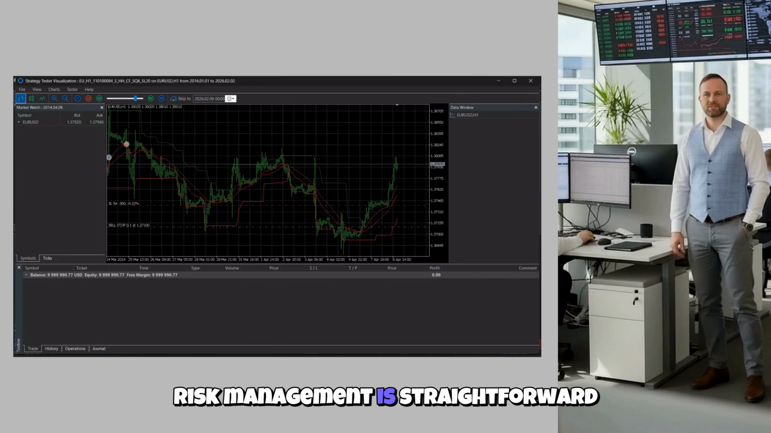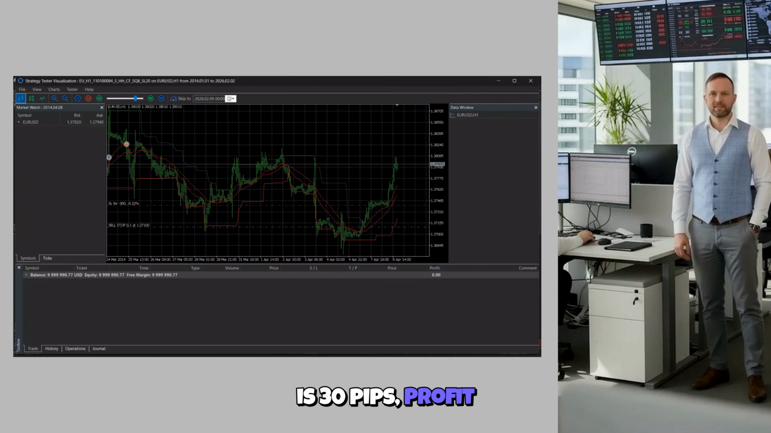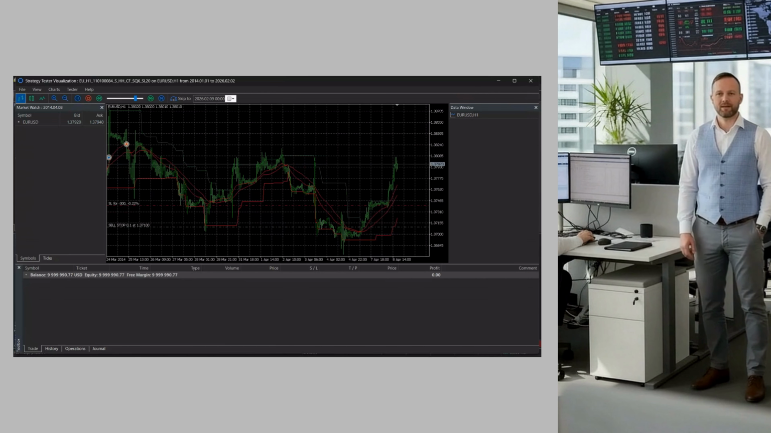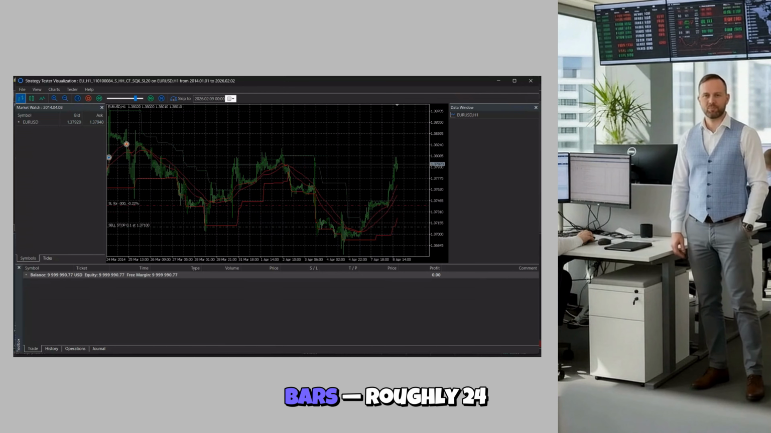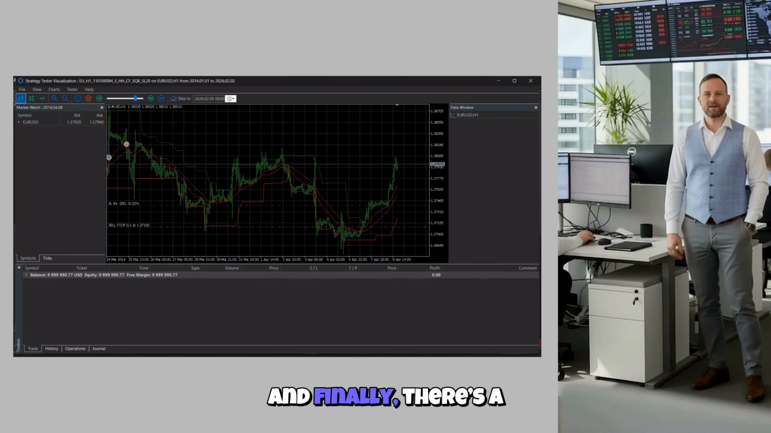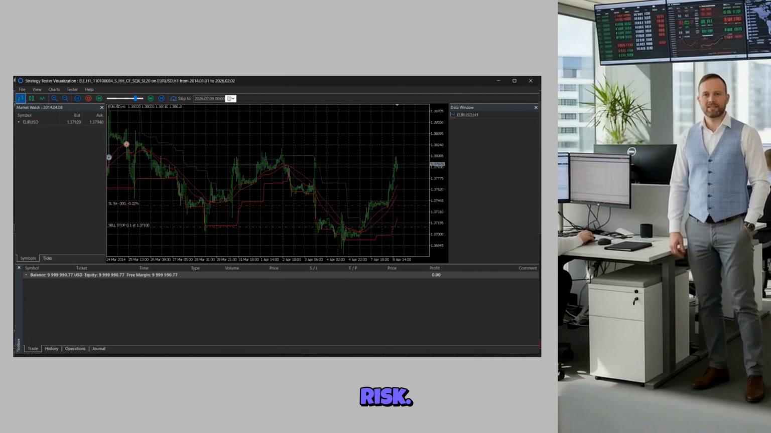Risk management is straightforward and rule-based. Stop loss is 30 pips, profit target is 100 pips, and there's a 50 pip trailing stop. There's also a time-based exit. If a trade lasts more than 24 bars, roughly 24 hours on H1, it will be closed. And finally, there's a Friday exit at 20:00 to reduce weekend gap risk.